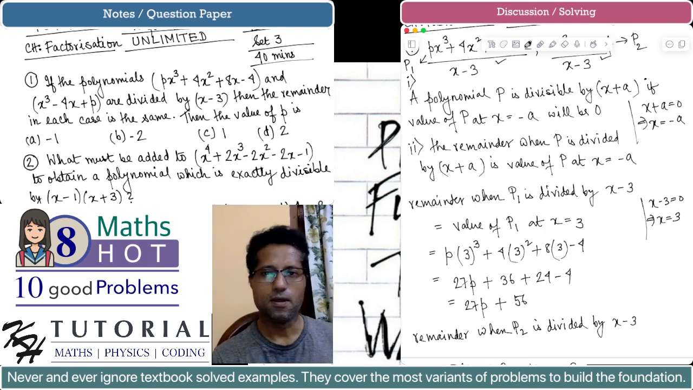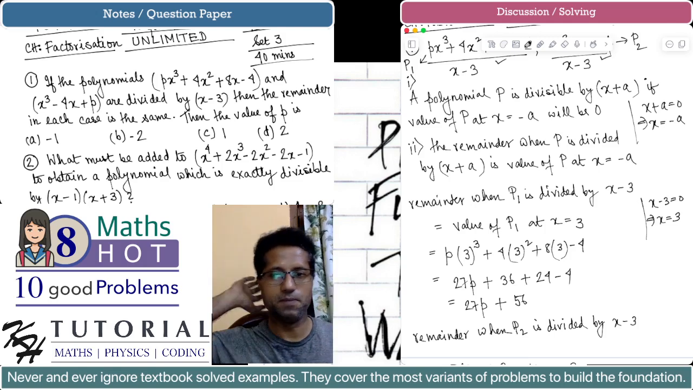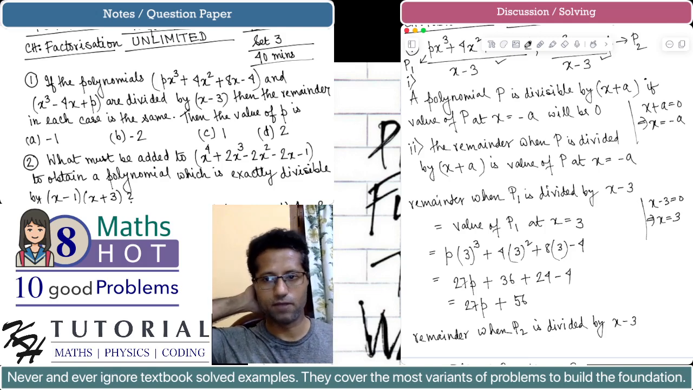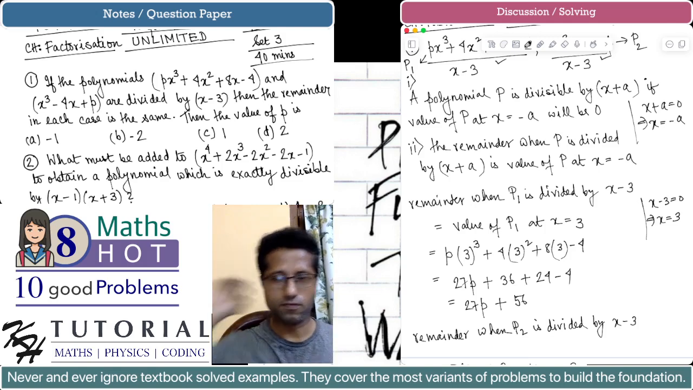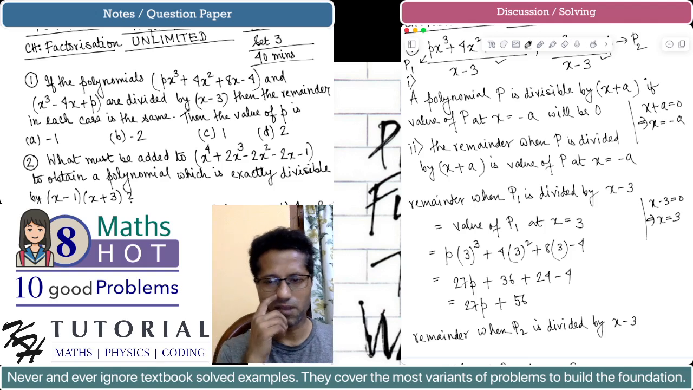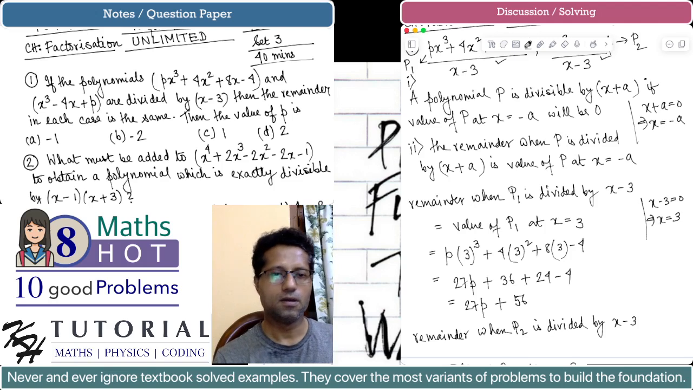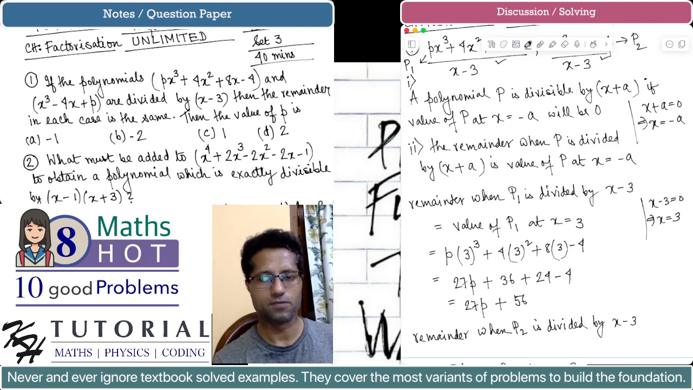That is for sure. But if p is not divisible by x plus a, then whether the remainder when p is divided by x plus a will be the value of p at x equals minus a, this concept I will have to check. I'm not really that sure. So I will leave this question. I will try to solve this offline and come up with a solution in the next video, in the next set. I'm sorry I could not solve the first problem.